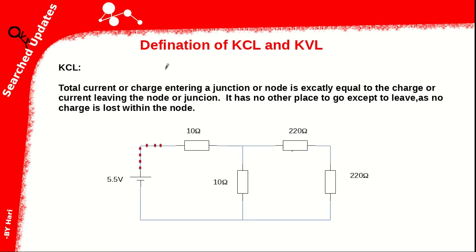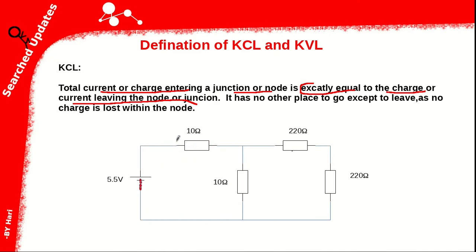Here's the definition of KCL. The total current or charge entering a junction or node is exactly equal to the charge or current leaving the node or junction. If you feel confused, don't worry. Consider the following circuit. We know current always flows from the positive terminal of the battery to the negative terminal of the battery.